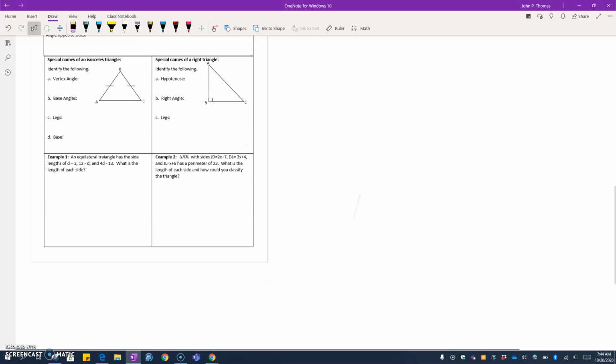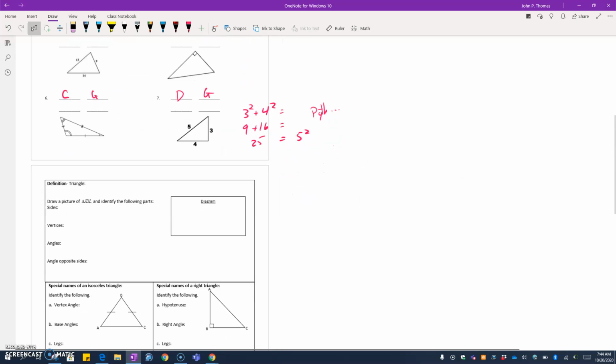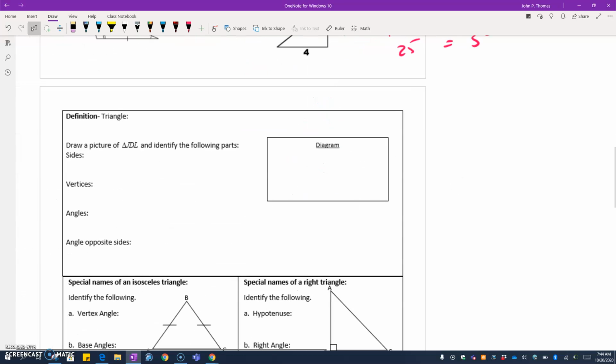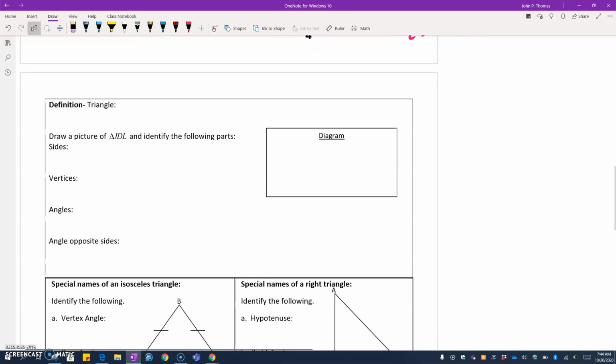If we jump to the next portion of the notes, we've got a couple definitions. All right, and it says draw a picture of triangle JDL. So I'm going to draw a triangle here, give a J, a D, and an L. All right, so the sides on this one are JL, JD, and LD. All right, those are my 3 sides.